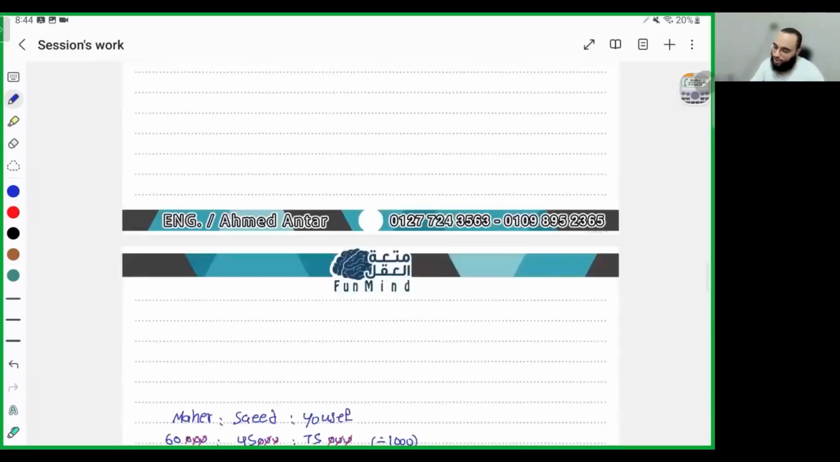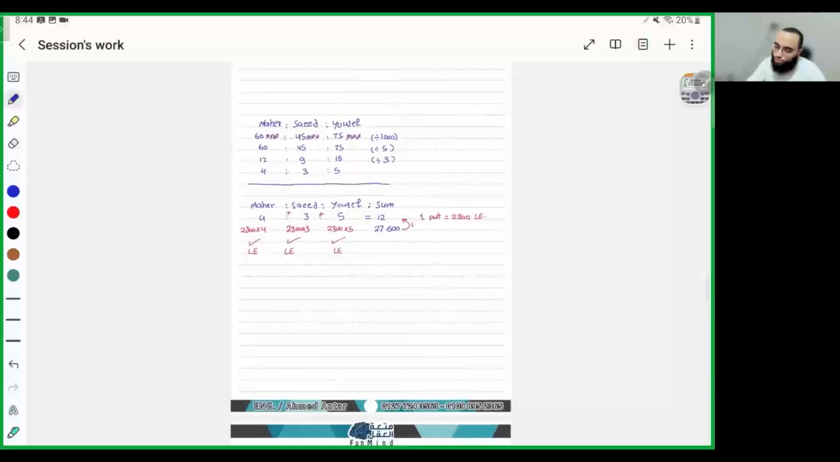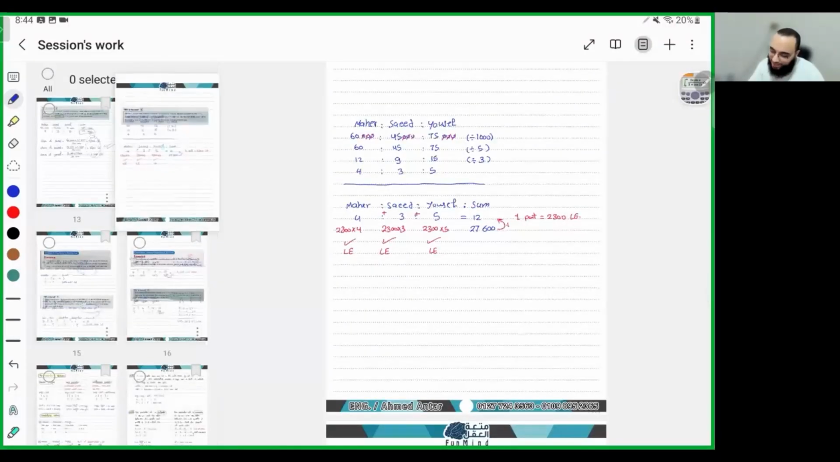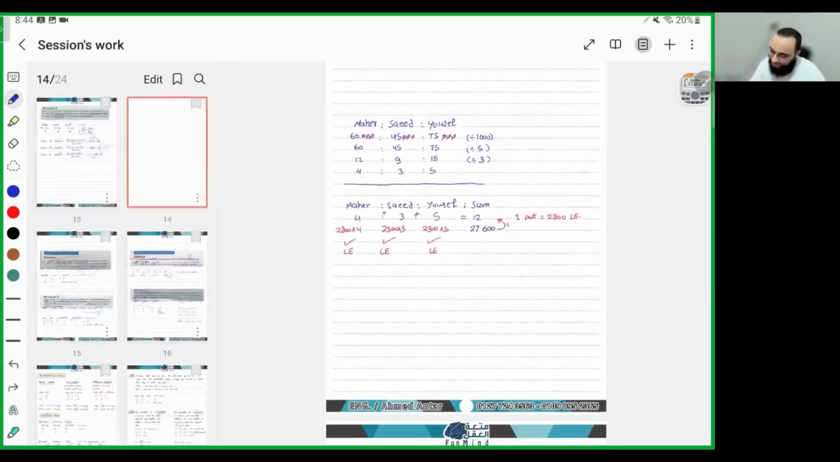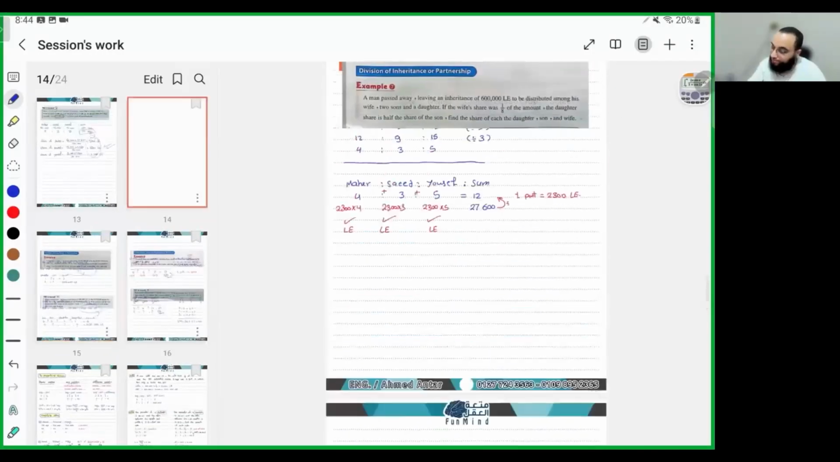يا رقية. رقية. أيوة حضرتك يا مستر. Let's get the same. Okay.